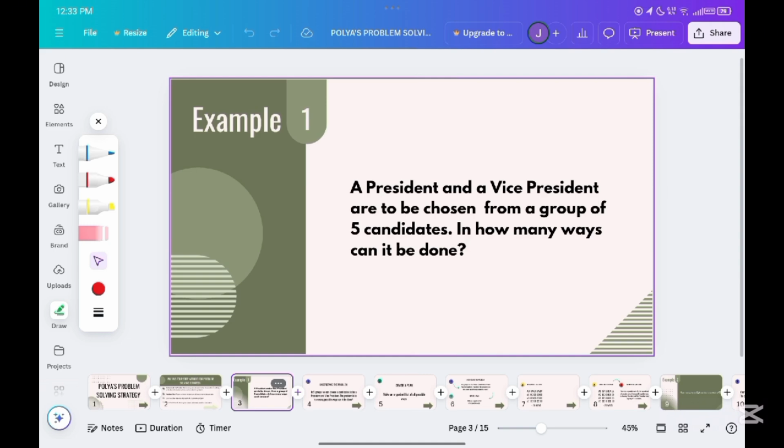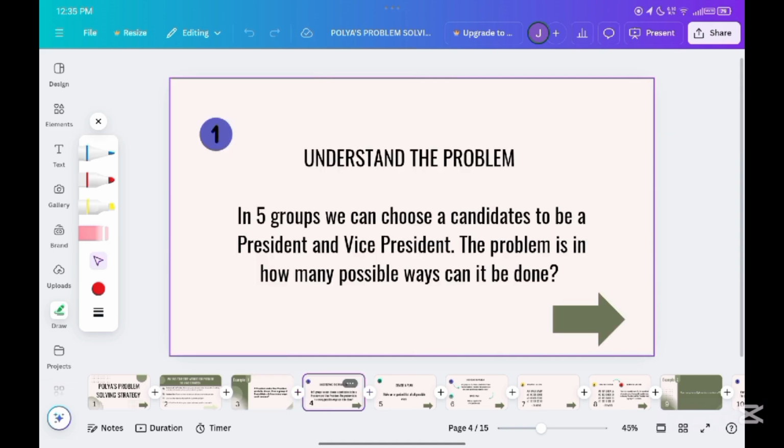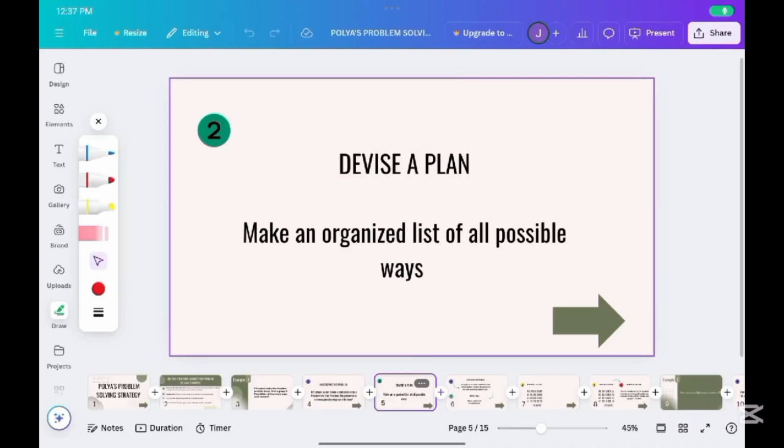Understand the problem. What is being asked in this problem? What is unknown? Based on the question, from a group of 5 candidates, we can choose a president and vice president. The problem is, how many possible ways can it be done? Now that we understand the problem, we will devise a plan. In this example, we will use the method of making a list. After devising the plan, let's move on to carrying out the plan.